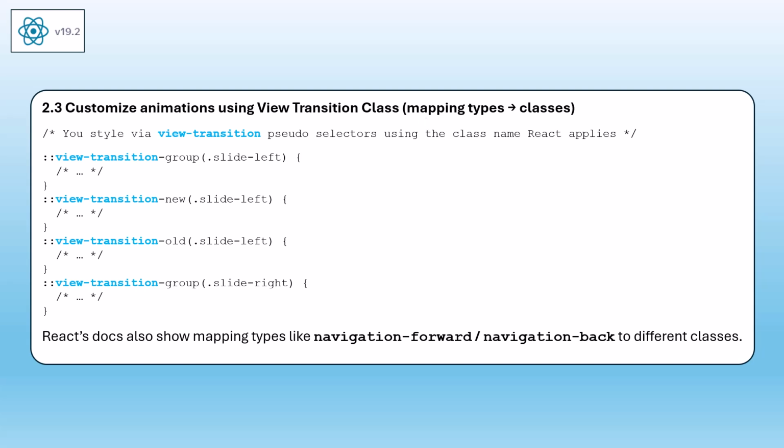This approach allows you to build semantically driven animation systems. For example, you can differentiate between navigating forward, navigating backward, or any other scenario, and apply different animations that reflect each meaning.